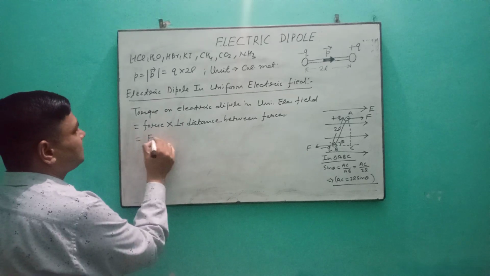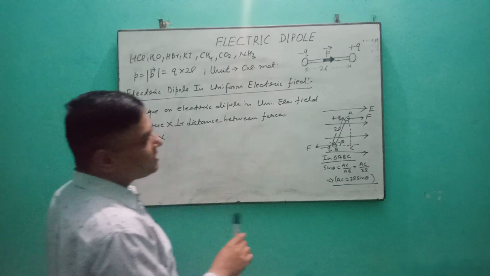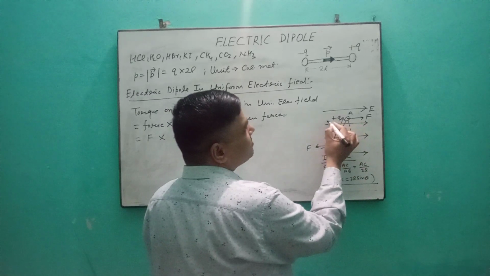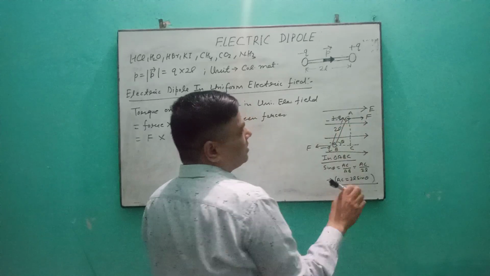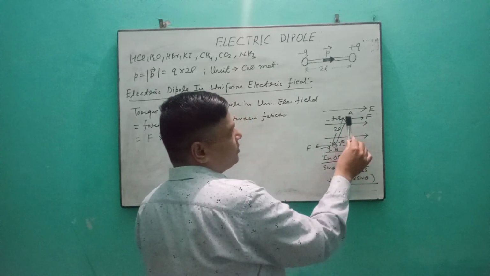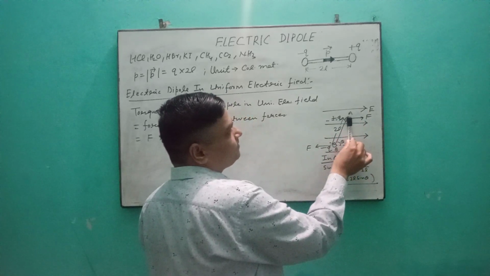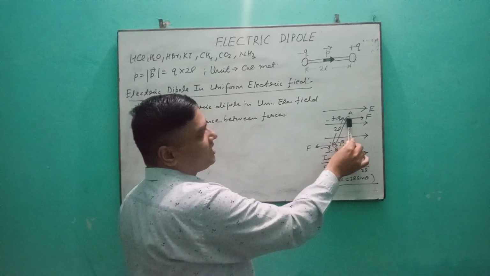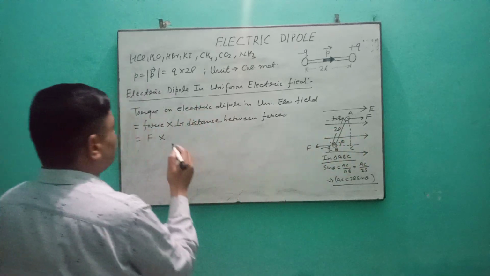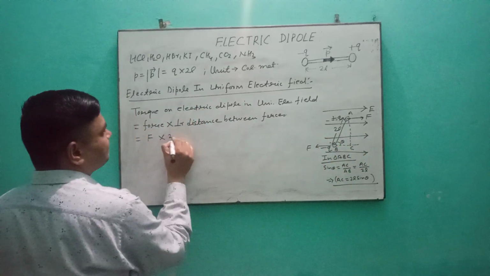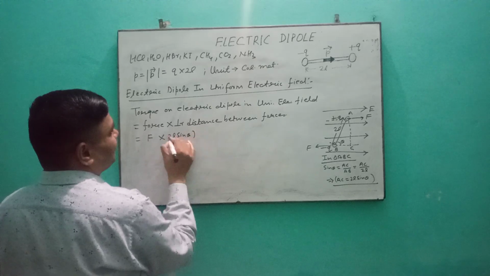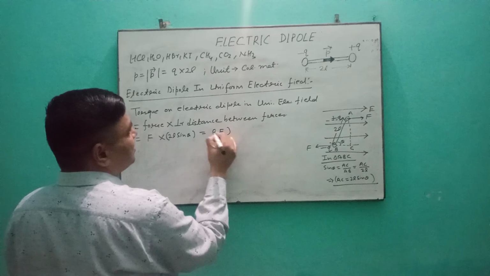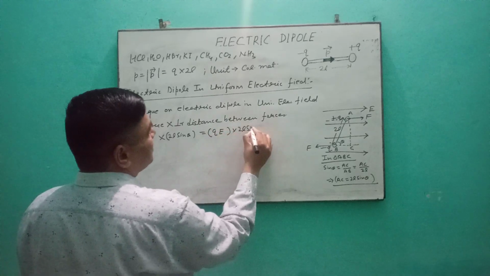Force is F, and the perpendicular distance between the forces is, this is the first line of action. If we extend it in the backward direction, this is the second line of action, and the perpendicular distance between them is AC. So we can say that the perpendicular distance between the forces is AC, and AC is 2L sine theta. The value of F is Q into E into 2L sine theta.